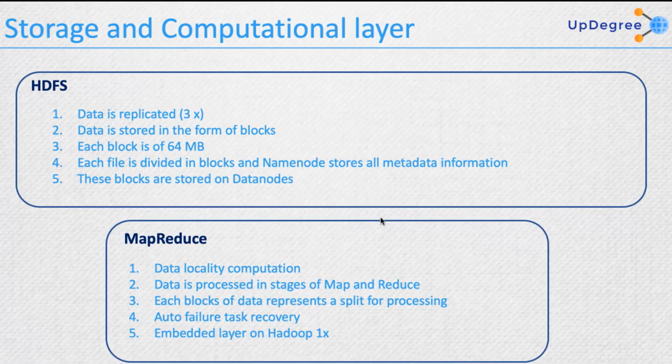Hadoop is divided into two parts. One is the storage layer, and the other is the computation layer. The storage layer is called HDFS, and it continues to be the same whether it's 1x, 2x, or 3x. HDFS means Hadoop Distributed File System. Think of it just as a file system, nothing more than that. The only difference is that it is a distributed file system, which means the file system is distributed over multiple machines. So here the data is replicated.